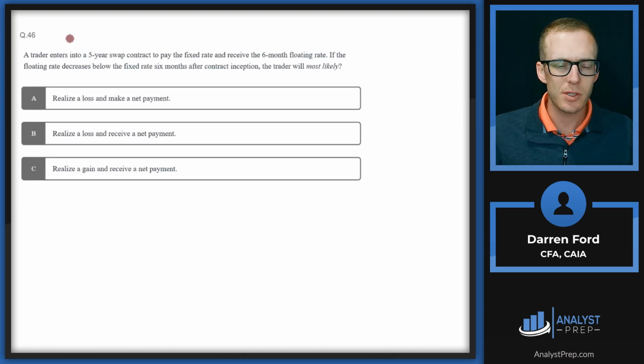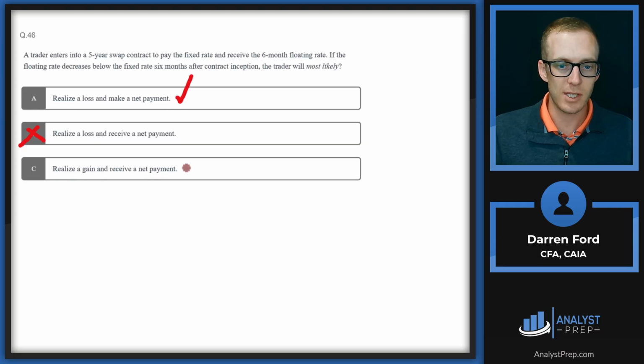Answer A. A trader enters into a 5-year swap contract to pay fixed rate and receive the 6-month floating rate. If the floating rate decreases below the fixed rate 6 months after contract inception, the trader will most likely A. realize a loss and make a net payment, B. realize a loss and receive a net payment. This doesn't make sense. If we're realizing a loss, we're not going to be receiving payment. If we're realizing a loss, we're going to have to pay out. And C. realize a gain and receive a net payment.